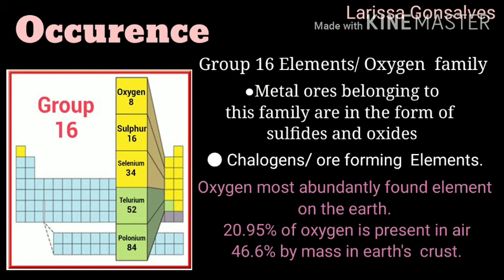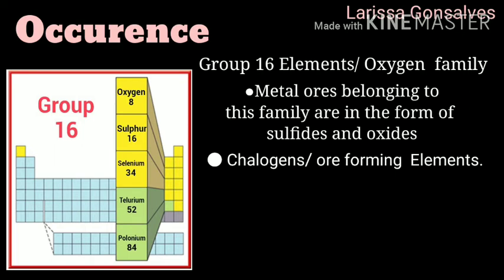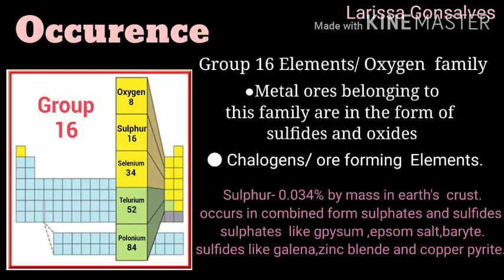Oxygen is the most abundantly found element on the earth. About 20.95% of oxygen is present by volume of air and 46.6% of oxygen by mass in Earth's crust, whereas 0.034% of sulfur by mass is present in the Earth's crust.